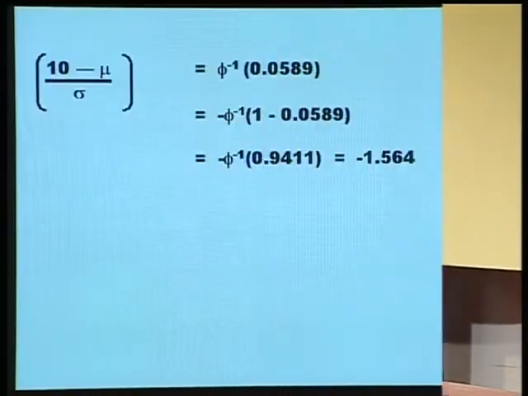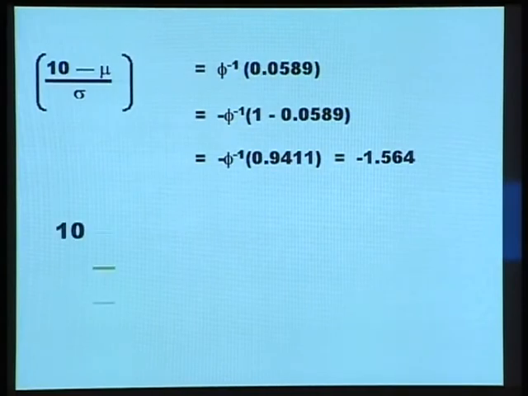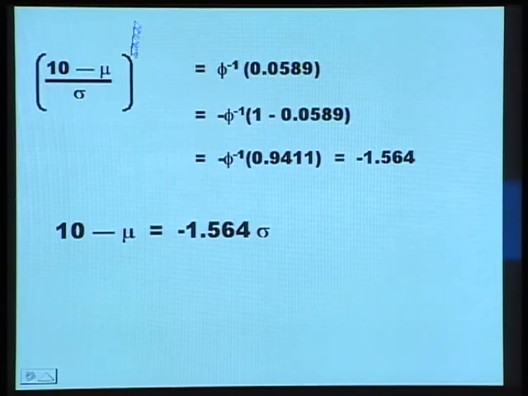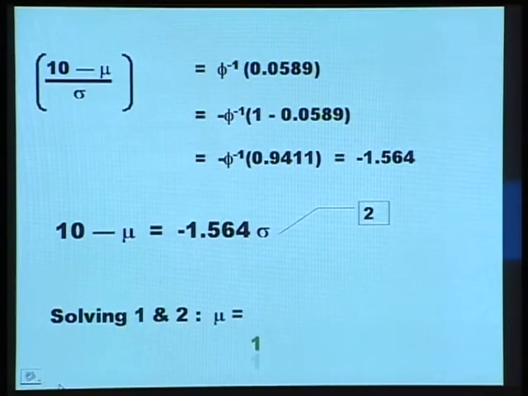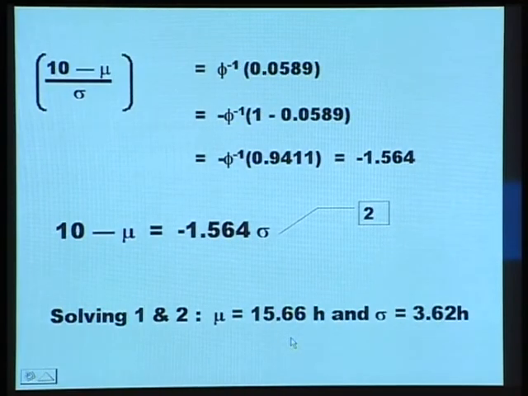Again, we'll have to cross multiply in order to obtain an equation containing mu and sigma. Here we have cross multiplied, transferring the sigma on the other side to obtain the equation 10 minus mu is equal to minus 1.564 sigma. So this will be our second equation involving mu and sigma. Solving the two equations, we get mu is equal to 15.66 hours and sigma is equal to 3.62 hours.